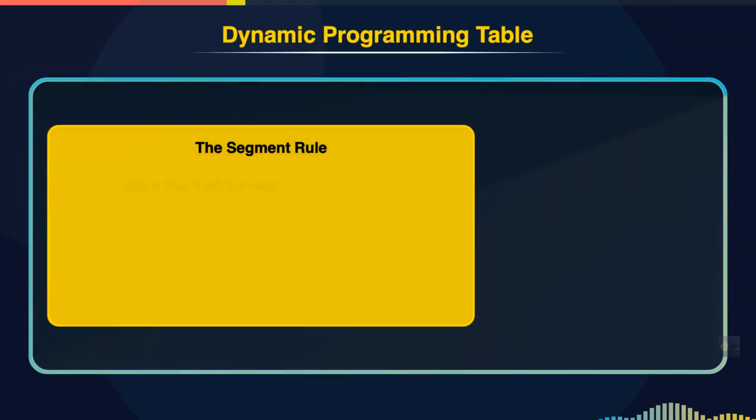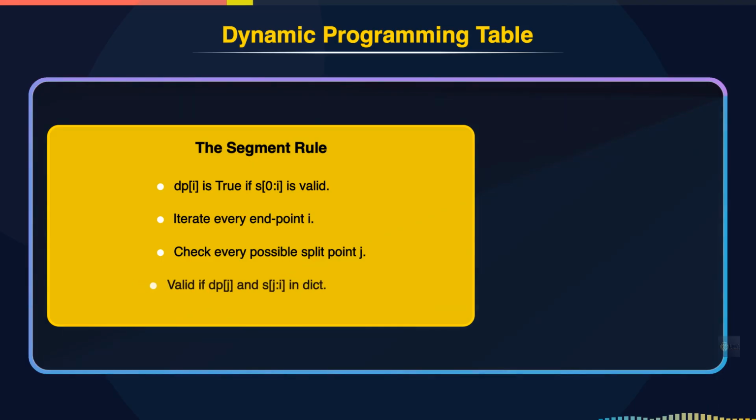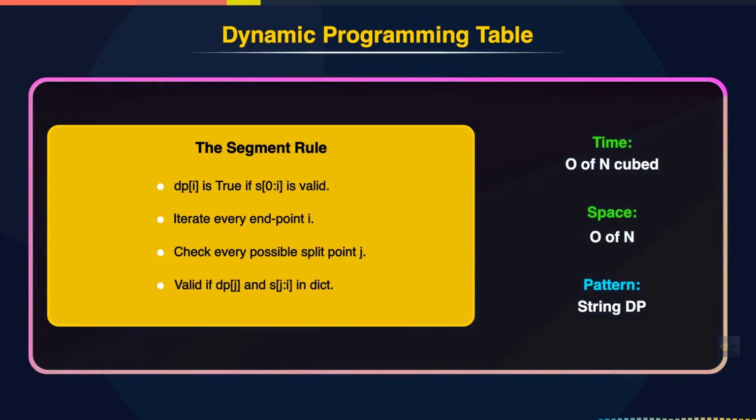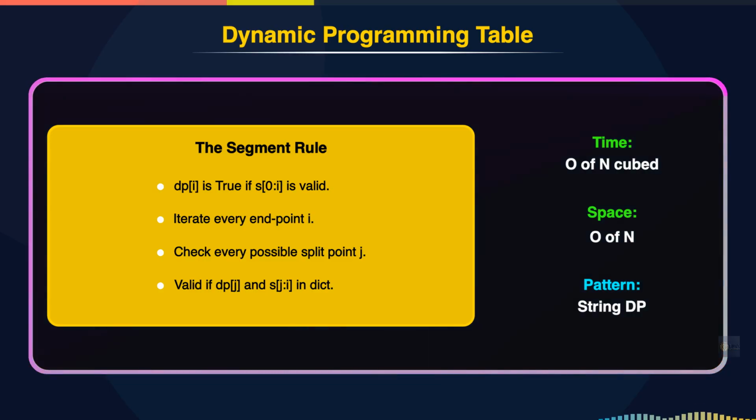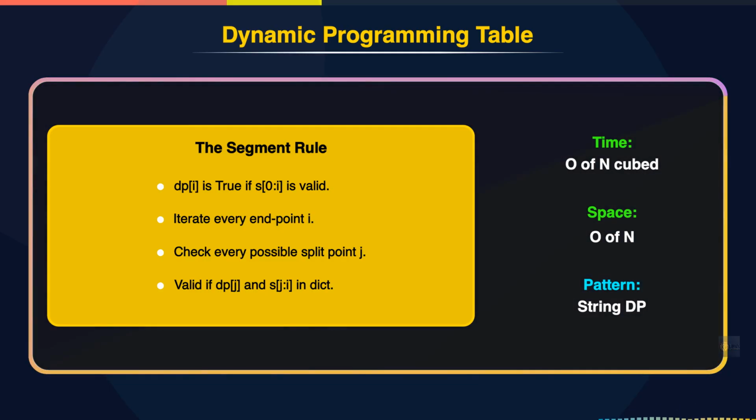We create a boolean array dp of size n+1, where n is the length of our string. dp[i] will be true if the substring from the start up to index i can be segmented. We start with our base case: dp[0] is true, because an empty string is technically segmented. Then, for every position i in the string, we look back at all previous positions j. If dp[j] is true and the substring from j to i is in our dictionary, then dp[i] becomes true. This lookback logic ensures we only build on top of substrings that are already valid.